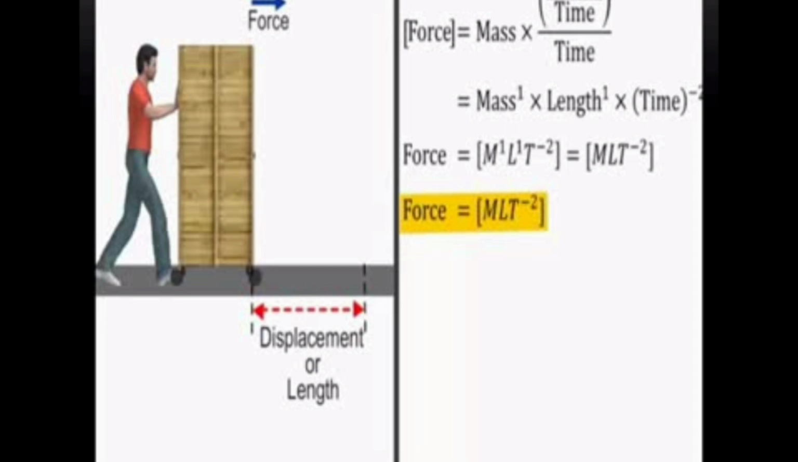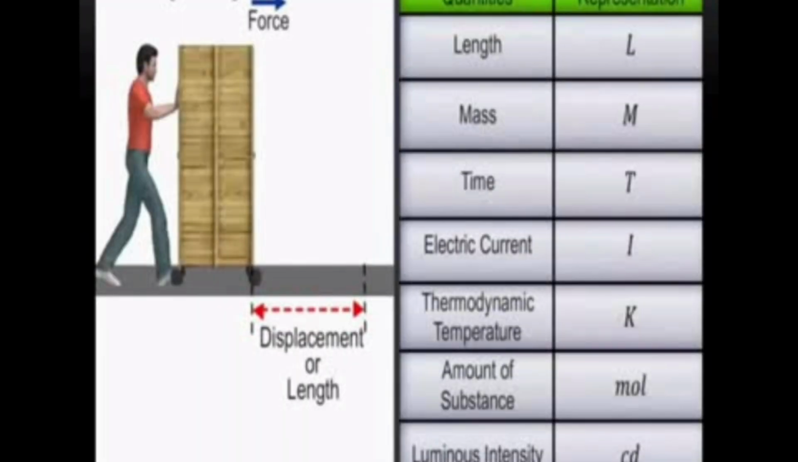You can write the dimension for all the derived and the fundamental quantities. So M L T power -2 is the dimension for force. Okay, so this is a dimension formula. This is the method of writing the dimension formula. The fundamental quantities must be raised to the power. So using that, force is equal to M L T power -2.